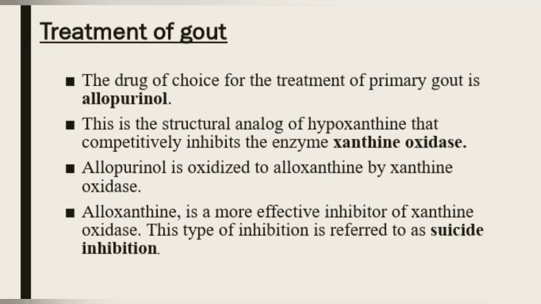So next, let's look at the treatment of gout. The drug of choice for the treatment of primary gout is allopurinol, a structural analog of hypoxanthine that competitively inhibits the enzyme xanthine oxidase. Allopurinol is oxidized to alloxanthine by xanthine oxidase. Alloxanthine is a more effective inhibitor of xanthine oxidase. This type of inhibition is referred to as suicide inhibition.